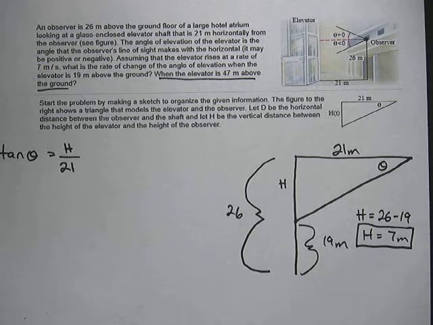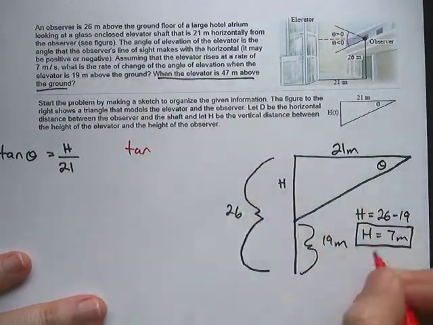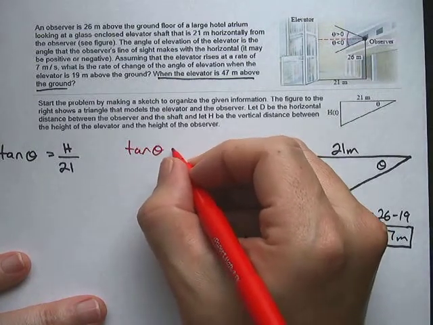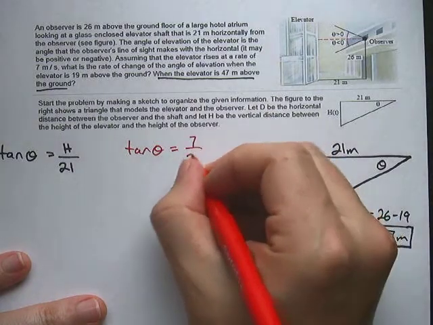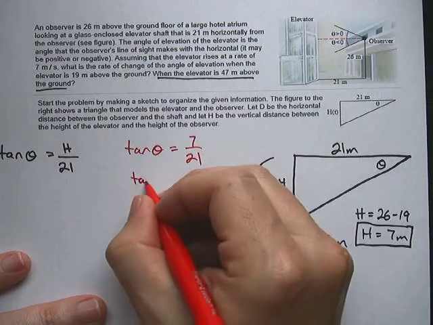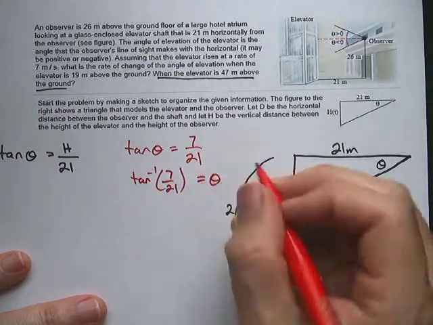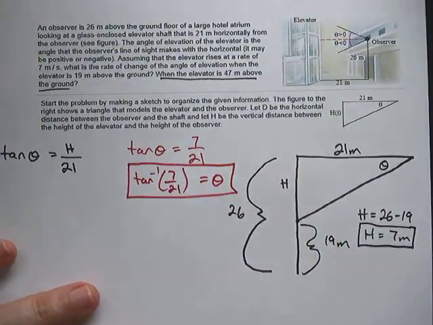Quickly on the side here, I'll do this in a different color. We can figure out what theta is. Since I just figured out what H is, I can also figure out what theta is. If tangent theta is equal to 7 over 21, which is what we found right over here, then we can say that tangent inverse of 7 over 21 is equal to theta. So that's also important. That will come back later.